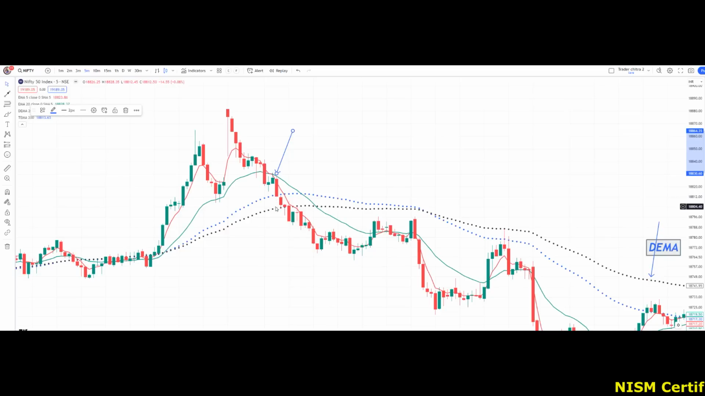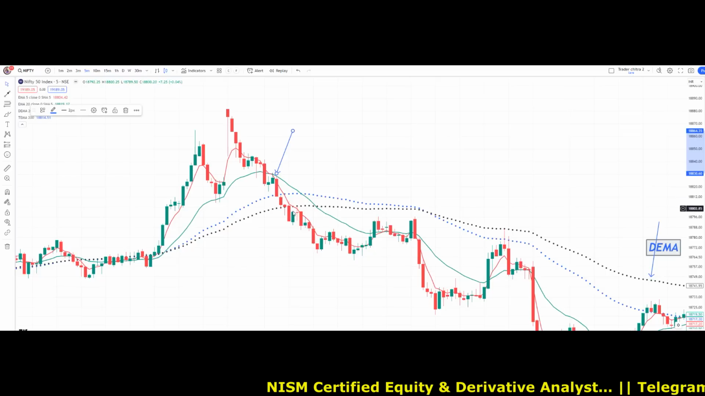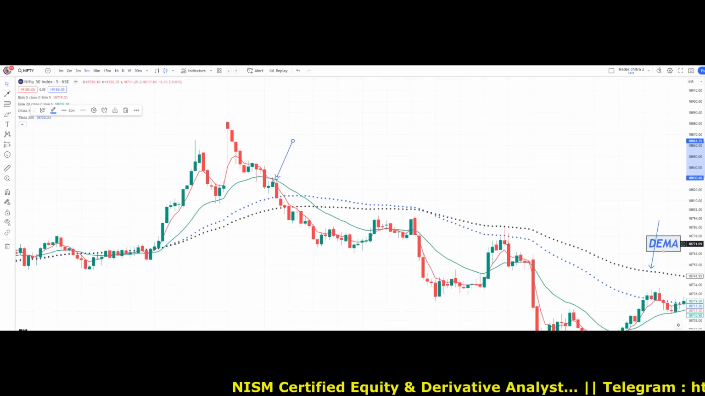Also, we have the DMA here. Again, the next candle, that is the 10:20 candle, gave a close below the DMA. So here if we enter into the PE trade, we can trail our profits along with the 5 EMA. If we get the bearish crossover, we can enter into the PE trade. Also, if the price is below the TMA and below the DMA, it means the trend is bearish. So we can enter into the PE trade and trail our profits along with the 5 EMA.